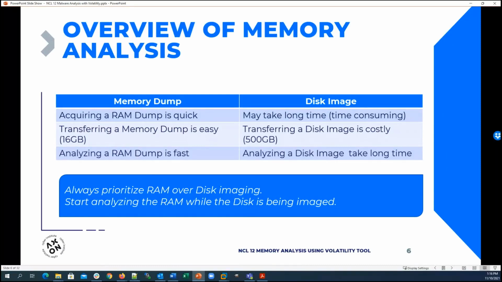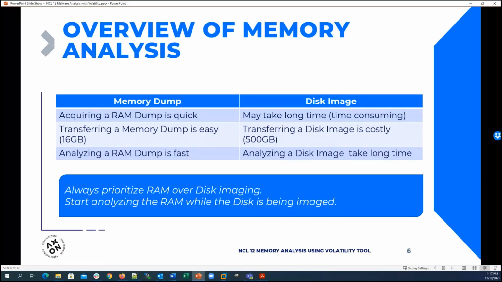If we want to compare taking a disk image versus a memory dump, a memory dump is generally quick, so doing it is going to take less time. While if you want to image a hard disk, SSD, or a disk in general, it's going to take a longer time, and this is due to the size itself. A memory can be, for example, 16 gigabytes or a maximum of 32. It could be 8 gigabytes or even less. While a disk could be a quarter terabyte, half a terabyte, or a terabyte. So that's why it will take a long time.